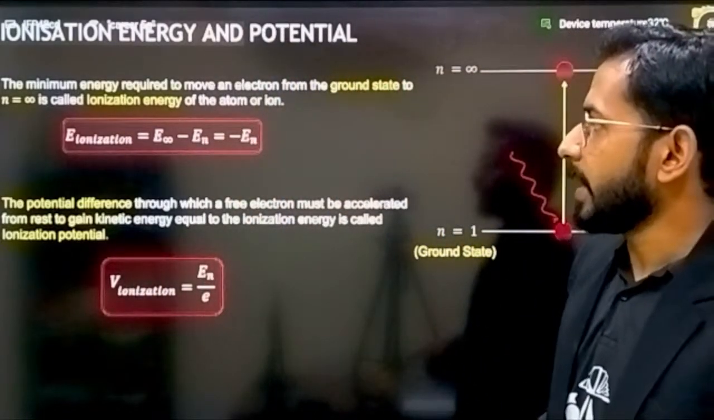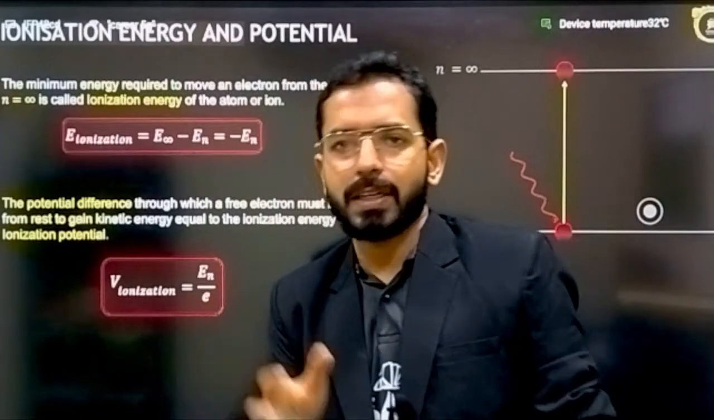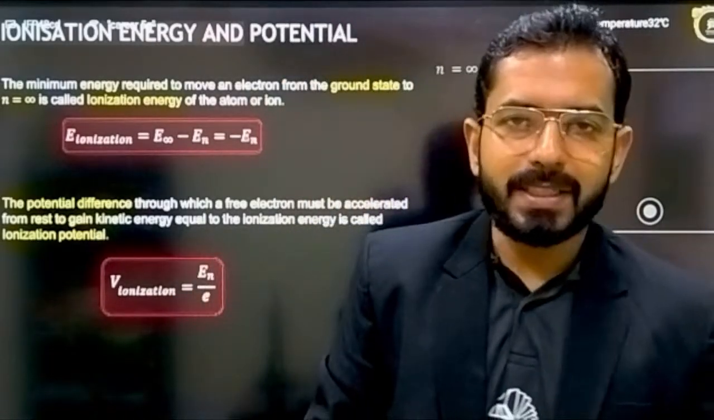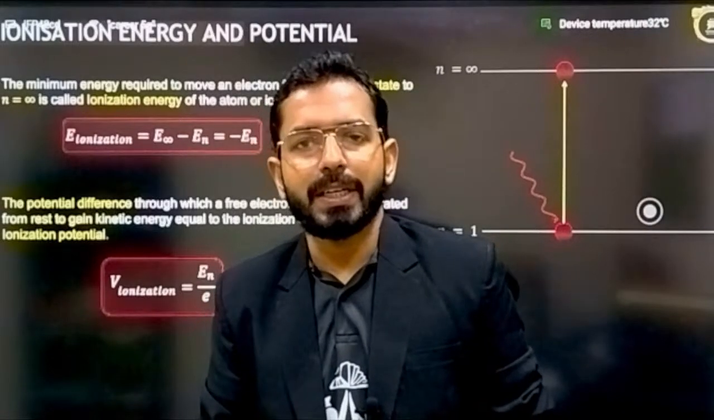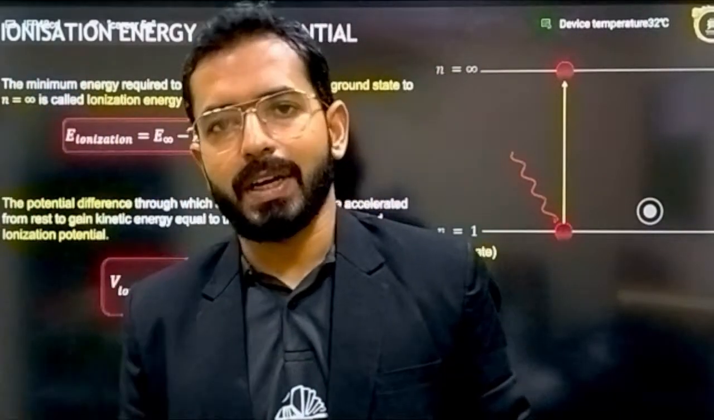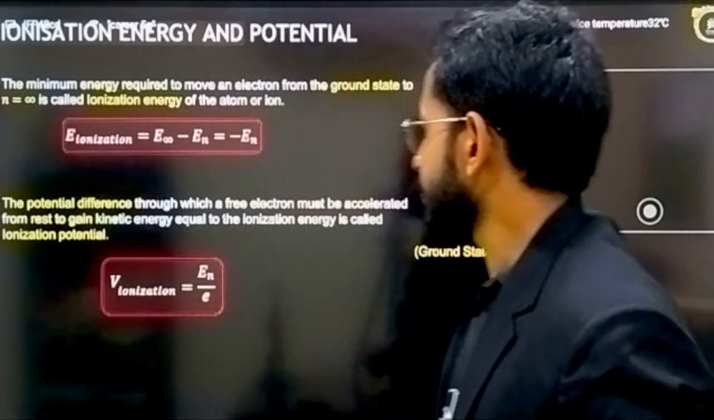Clear? The next term is ionization energy and potential. Potential is related to the energy. Whatever the ionization energy, you define that with the potential. What is ionization energy? The energy required to take an electron from the ground state to n equal to infinite is called ionization energy.